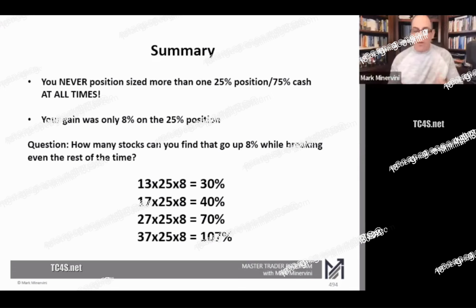So the question is, how many stocks can you find that go up 8% while breaking even the rest of the time? If it's 13, you make 30%. If it's 17, you make 40, and you can go on and on. You can do this math. And if you can find more than 37, then you'll make more than 107%.